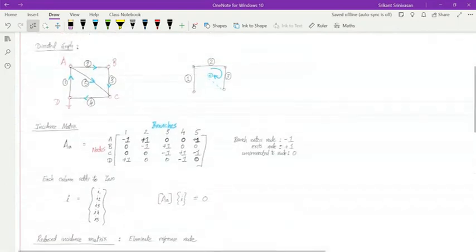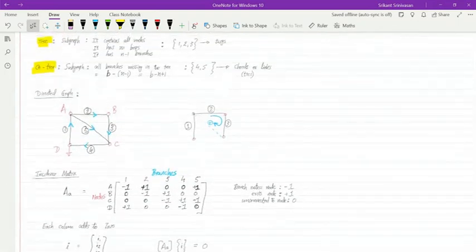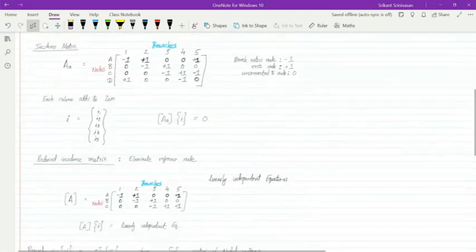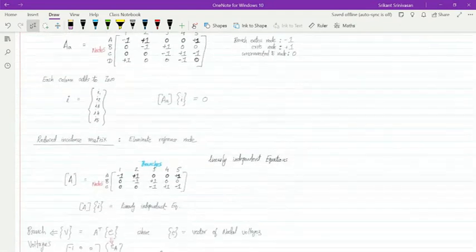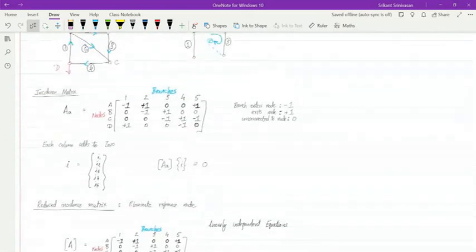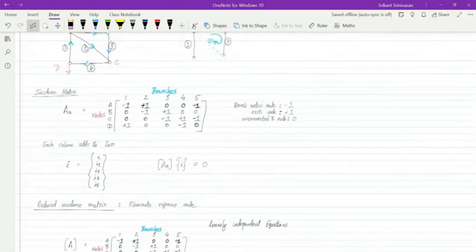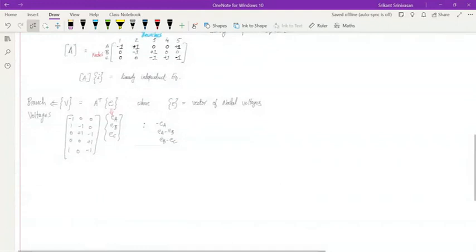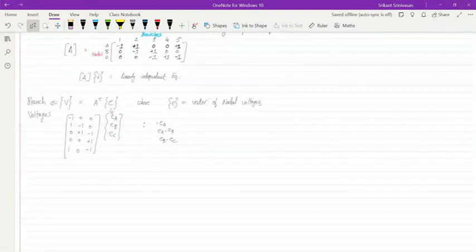And the incidence matrix is nothing but a mathematical, graphical way of representing the connections between the various branches and the nodes. And it basically leads to either your Kirchhoff's current law or voltage law. Primarily Kirchhoff's current law here, because you're adding up the currents at a node. Fine. So this is basically your nodal analysis. That's what we have accomplished through this process.